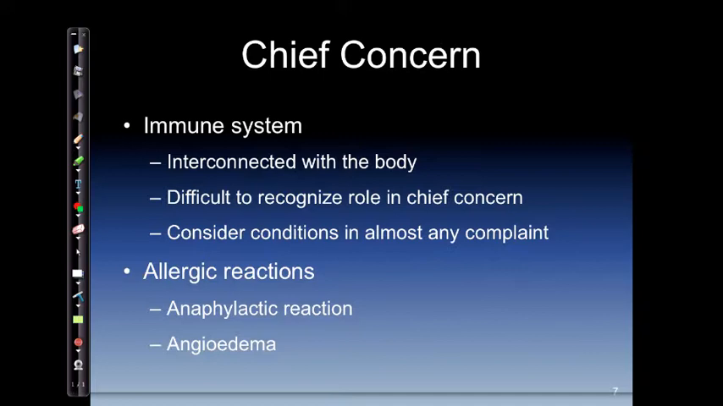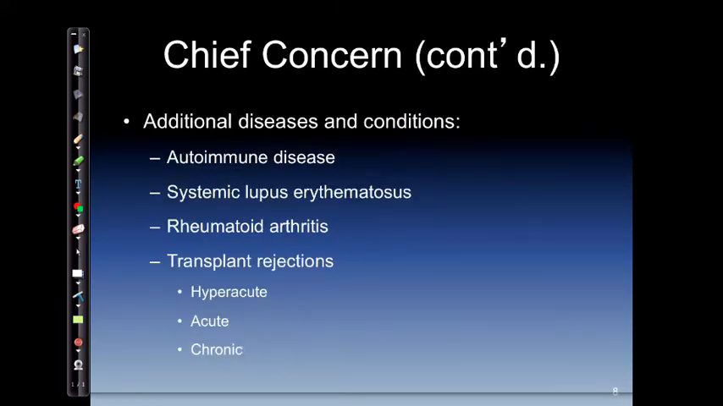Angioedema: localized swelling of the lips, tongue, or upper airway in response to specific antigenic stimuli. Chief concerns continue. Additional diseases and conditions, things like autoimmune diseases, can also bring about immune responses, or are a product of the immune system, so to speak. They include lupus and rheumatoid arthritis.